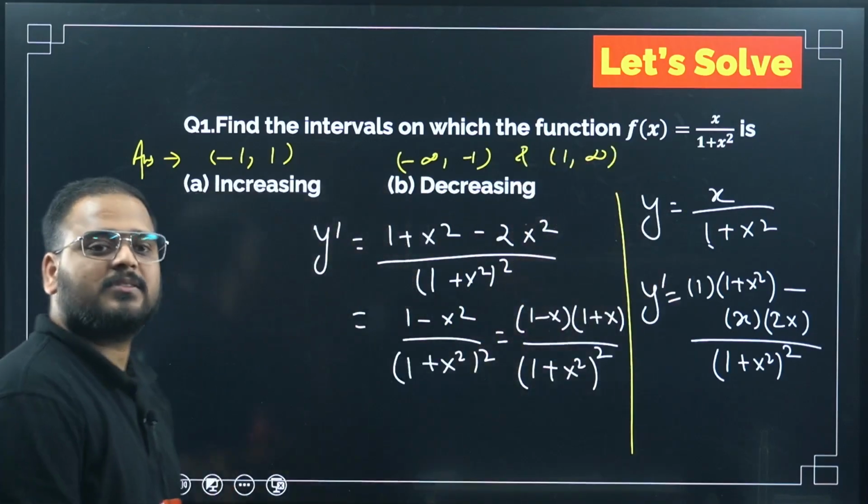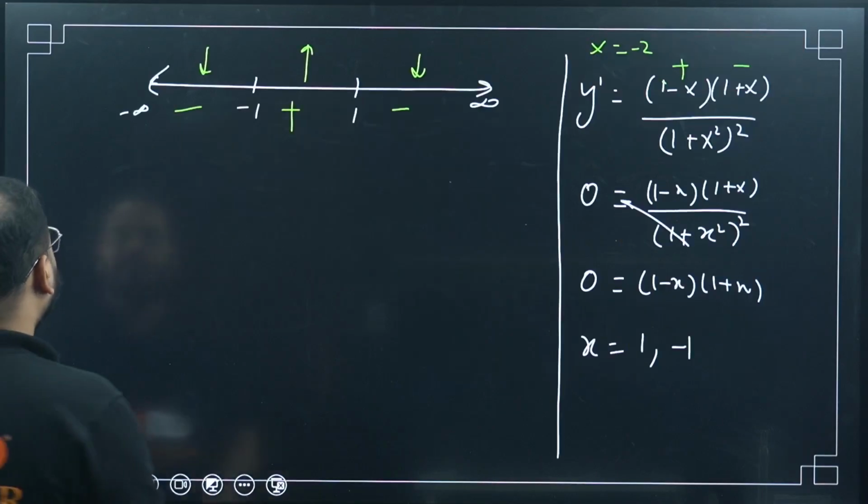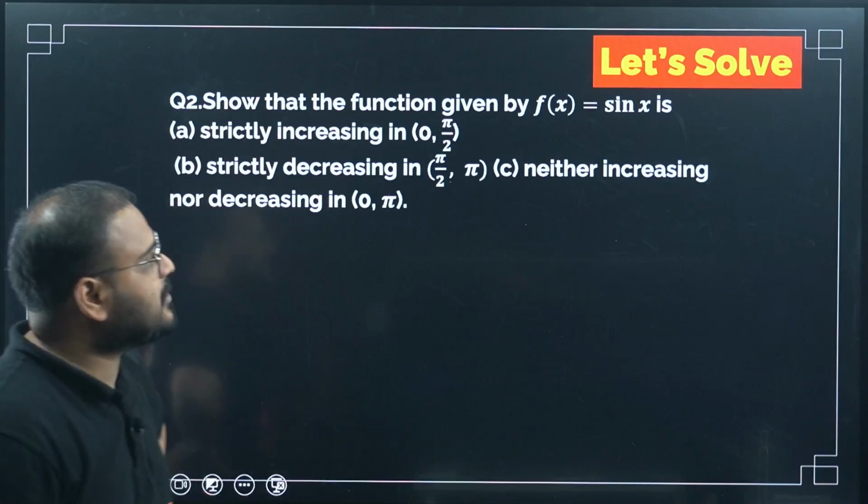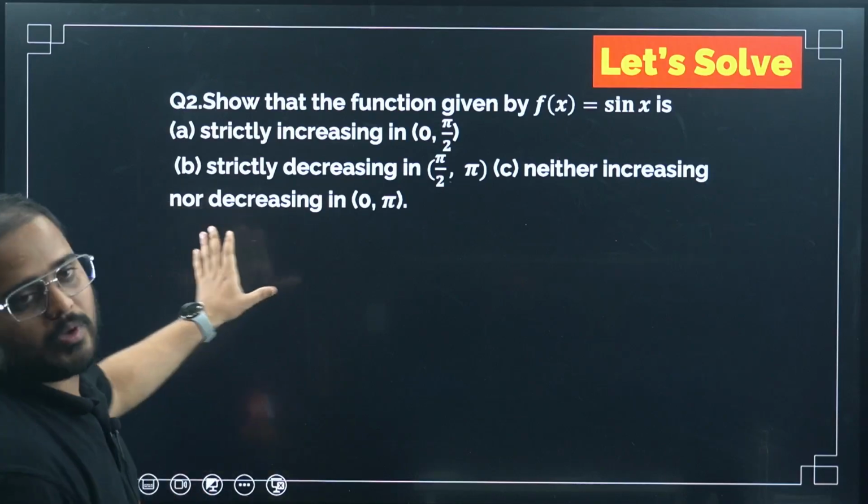Correct? This is my answer. Simple, very simple question. आगे बढ़े. Let's move on. Question number 2. The function given by f(x) equals sin x.